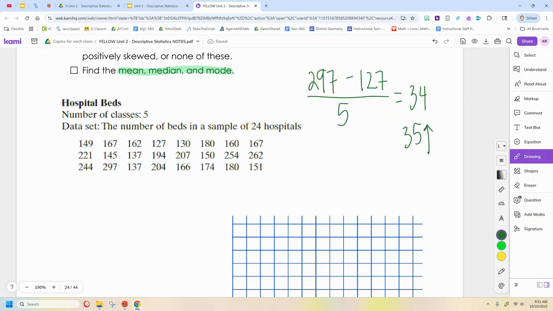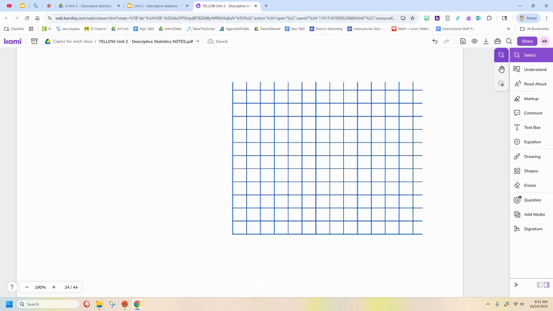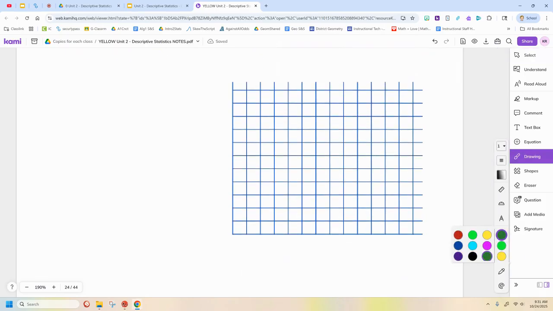Okay, so title, tick, tick, label, label, label. This is number. And this is frequency.